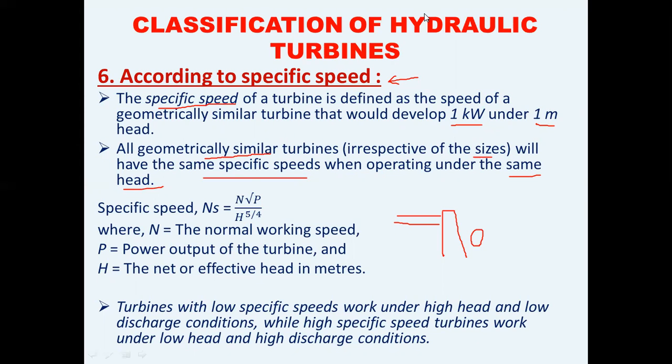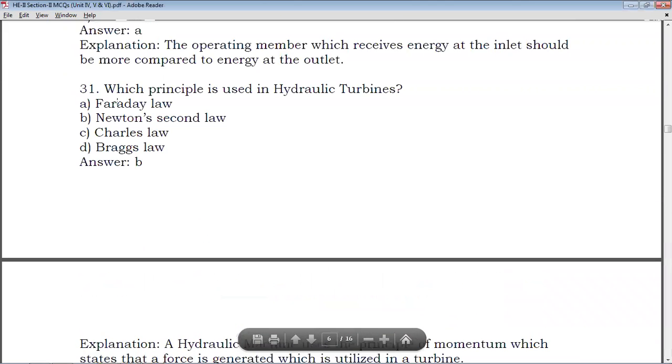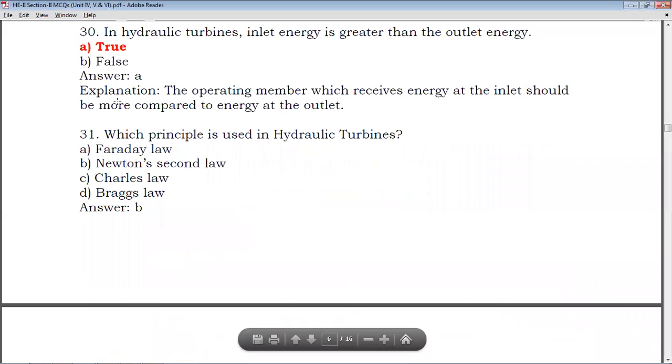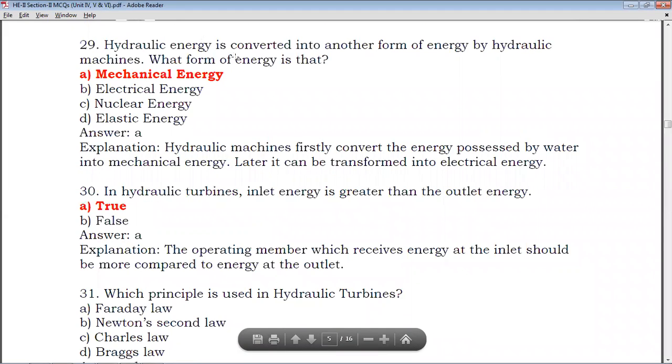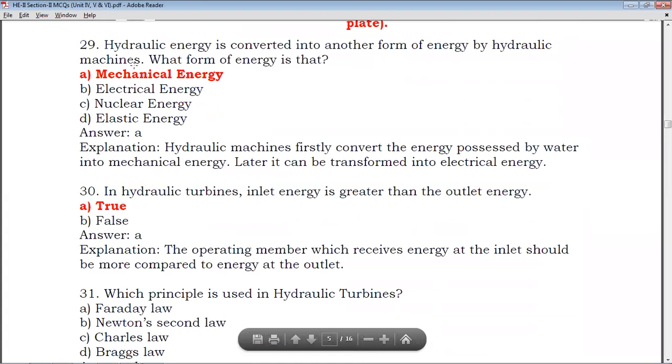So here, I just briefly explained the turbine part. Now let us go to the MCQs. Question number 29. Up to question number 28, the questions are on impact of jet. So I have gone from question number 29.